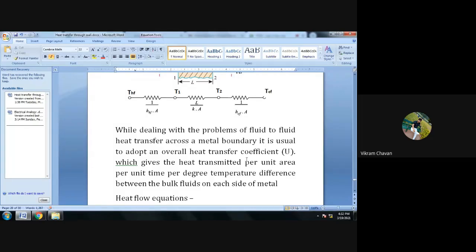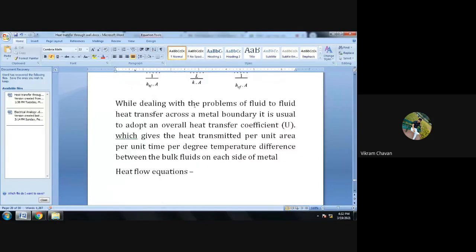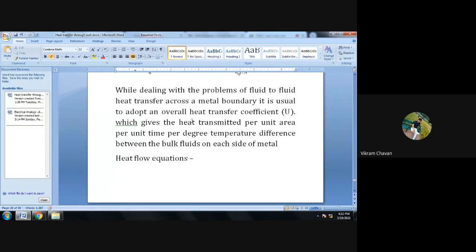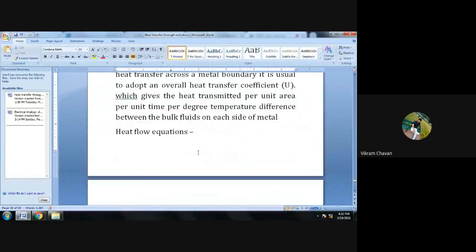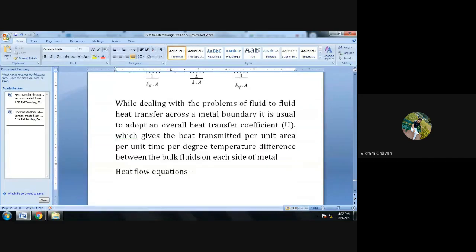Okay, so now how do we determine this? We have to determine it only from Newton's law of cooling and Fourier's law. Now we can represent the equations for the flow of heat in this particular manner. So the heat flow equations will be, so first, what is it?